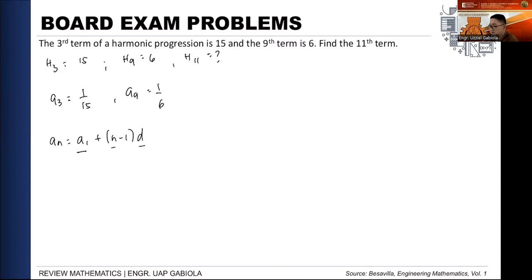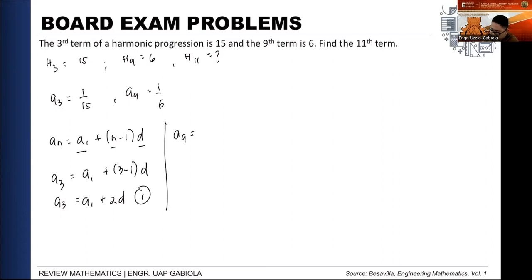So, pwede natin gamitin si A3 muna. So, ang magiging n natin ay 3. So, A1 plus (3 minus 1) times d. Okay? So, kakameron tayo ng A3 equals to A1 plus 2d. So, ito yung first equation natin. And then, for our second equation, A9 is equals to A1 plus (9 minus 1)d. So, A9 is equals to A1 plus 8d. So, ito yung ating second equation.